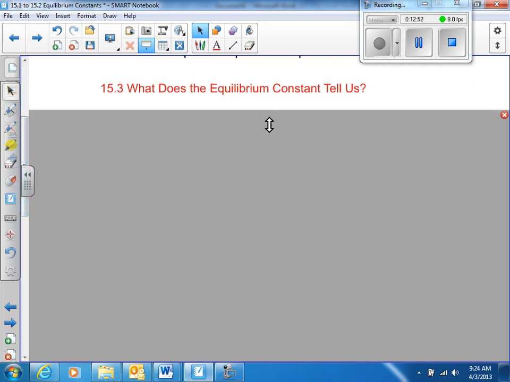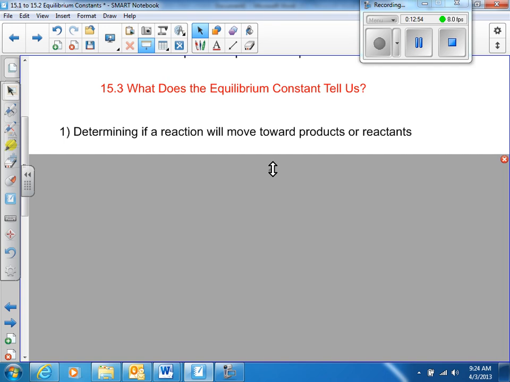Okay, what does equilibrium constant tell us? We can determine if a reaction will move left or right based on, I'm not sure what I was just saying because, go ahead.